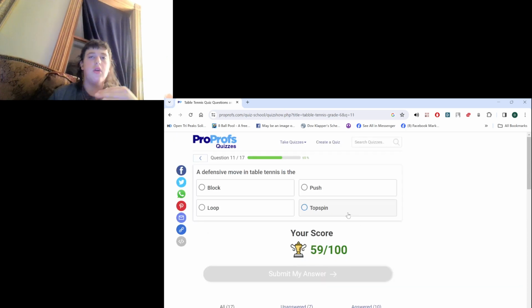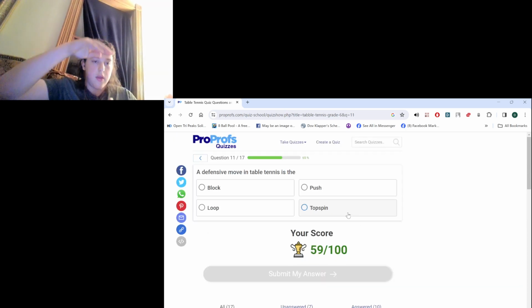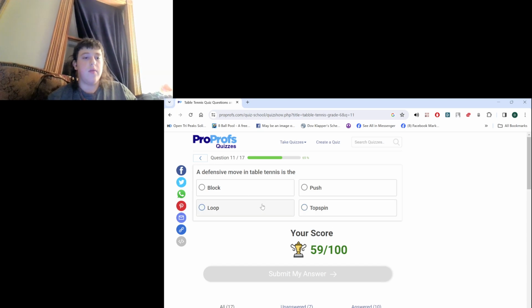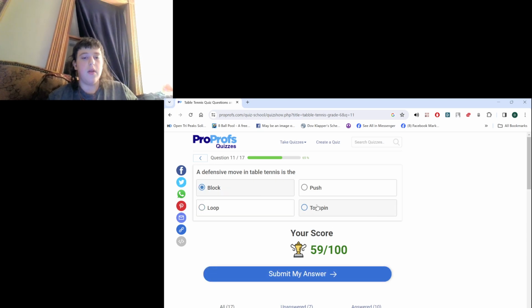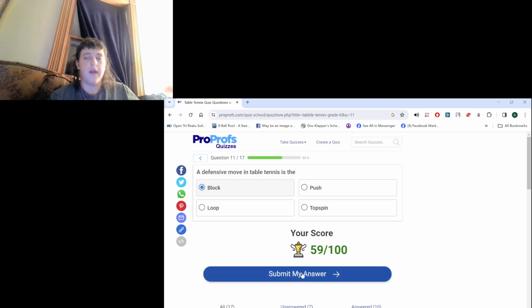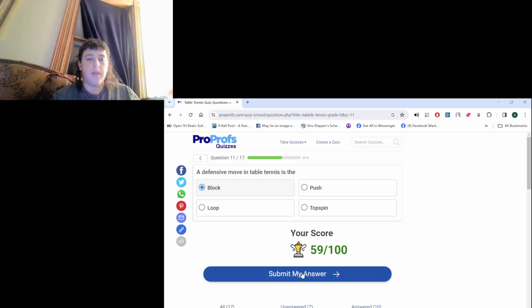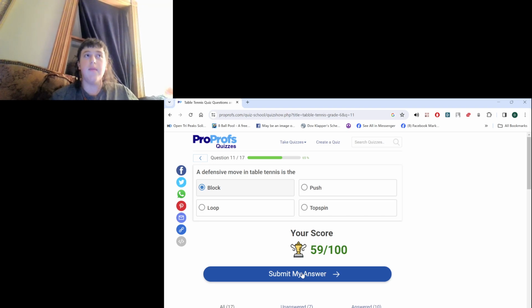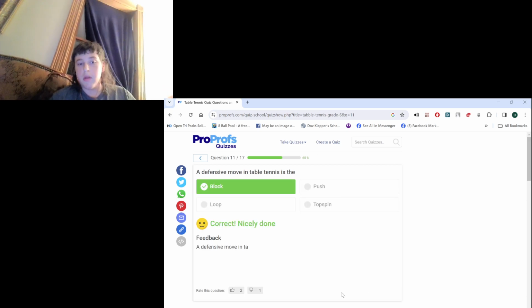Fan Zhendong, you'll notice he hits upwards instead of forward a lot of the time. A defensive move in table tennis is the block, which is what they want here, but a push is also defensive because you're still keeping the ball on a backspin play on the table. You can push offensively, but it's also possible to push defensively. So a push could go either way, but what they're looking for is block.